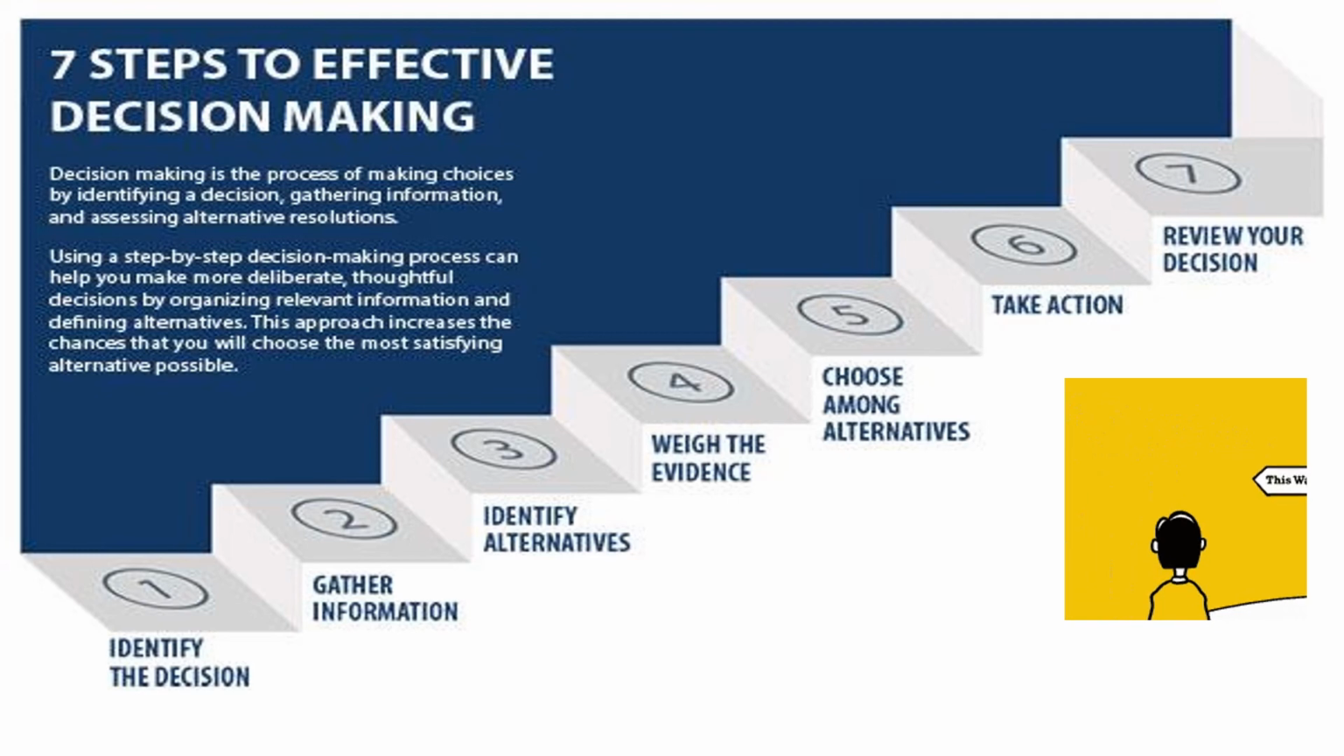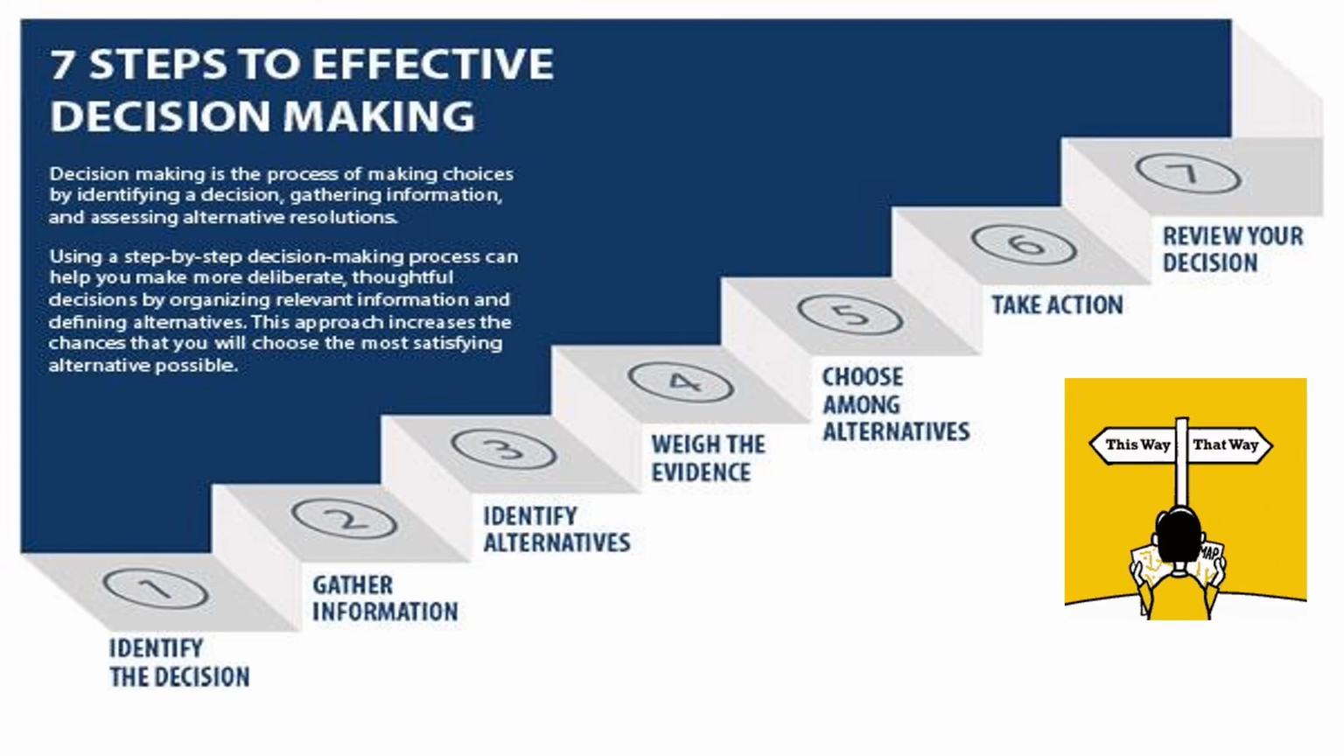Once you have weighed all the evidence, you are ready to select the alternative that seems the best one for you. You may even choose a combination of alternatives. In step 6, which is take action, you are now ready to take some positive action by beginning to implement the alternatives you chose in step 5.